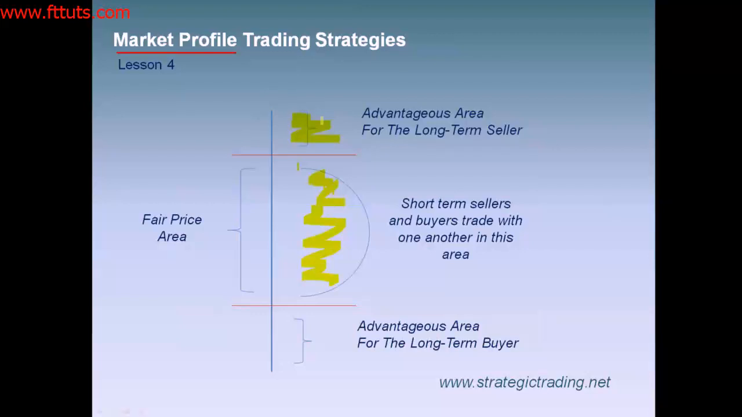The long-term sellers and the long-term buyers, on the other hand, are going to step in at the extremes. So if we are at an unfair high, this is an advantageous area for the long-term seller, and so they'll quickly step in and start selling. On the other hand, the long-term buyer will come in when prices drop so low that they are at what they perceive as an unfair low and pick them up. So long-term sellers and buyers typically are found at the extremes of our price range or the extremes of the profile, and short-term sellers and buyers trade with one another in the value area around fair price.